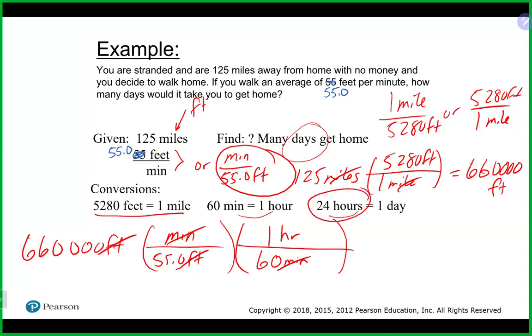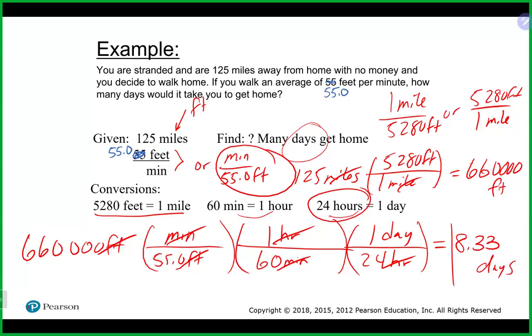We might have talked about it. It is only 24 hours in 1 day. So we'll take 24 hours on the bottom, 1 day on top. Again, opposite's going to cancel. We're going to multiply everything on top there and come back and divide what's on the bottom. So 660,000 basically times 1, going to divide it by 55, hit equals. Divided by 60, hit equals. And divided by 24 and hit equals. And that's going to give me 8.33 days as our answer.